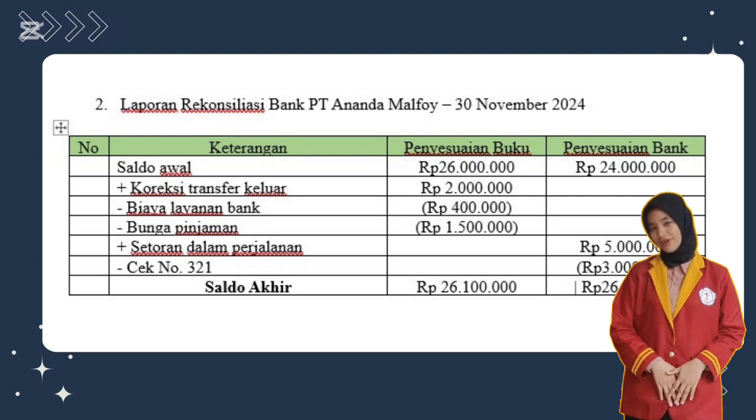Loan interest, minus $1,500,000. The bank also debits the company's account for loan interest payments. After recording, the company's final book balance is $26,100,000. Bank statement adjustments. Plus deposit in transit, $5,000,000. This deposit has been recorded by the company, but the bank has not recorded it because the deposit was made on the last day of November.